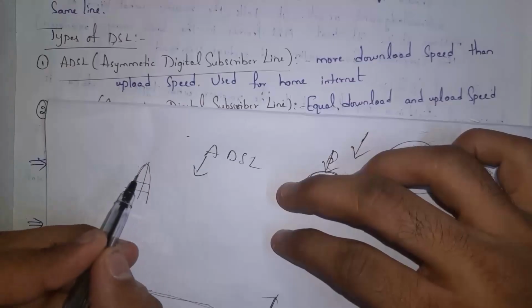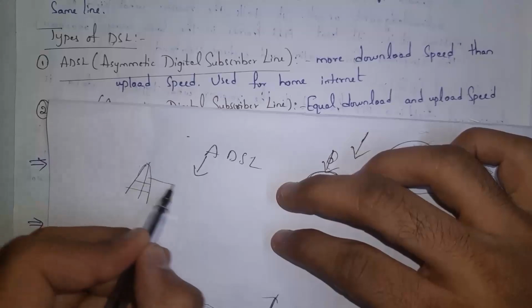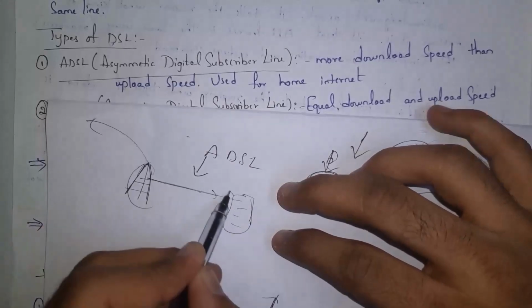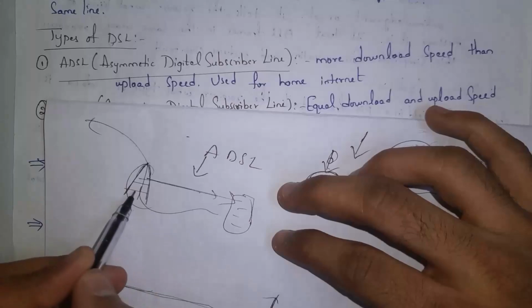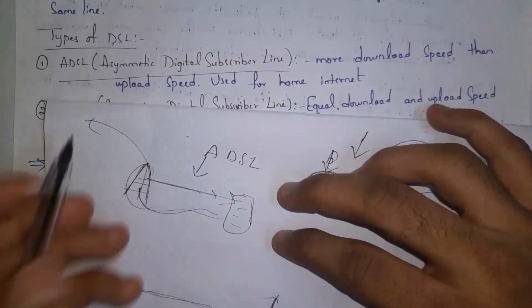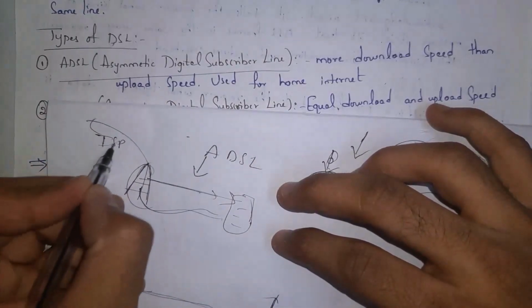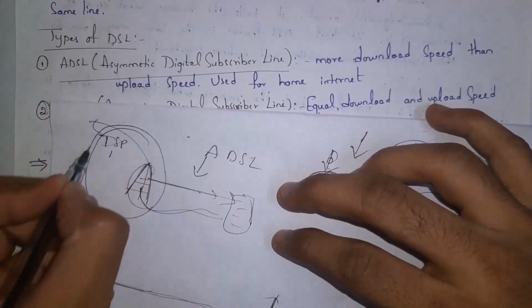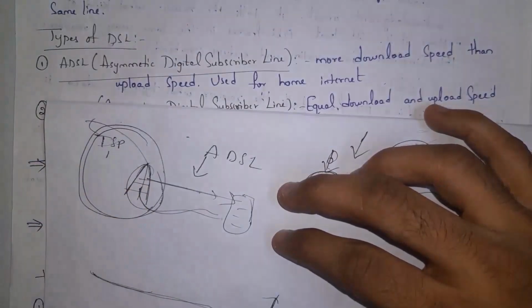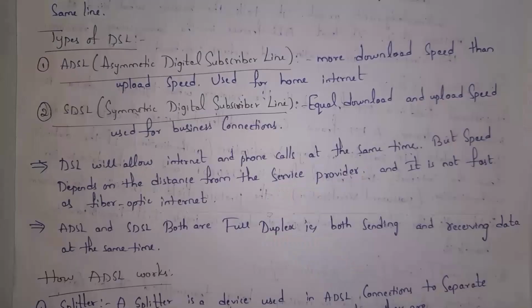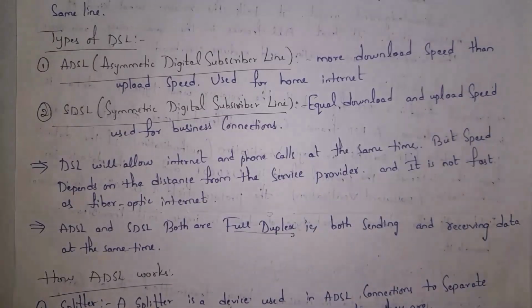Guys, for example, if Jio towers are near to our house, then internet will be very fast. And if Jio towers are far away, I will get slow internet. So internet service providers like Jio, Airtel, ACT FiberNet, if they are near to our location, internet will be fast, or else internet will be slow. Guys, ADSL as well as SDSL, both are full duplex. Full duplex is nothing but all computers can send data and receive data at the same time.